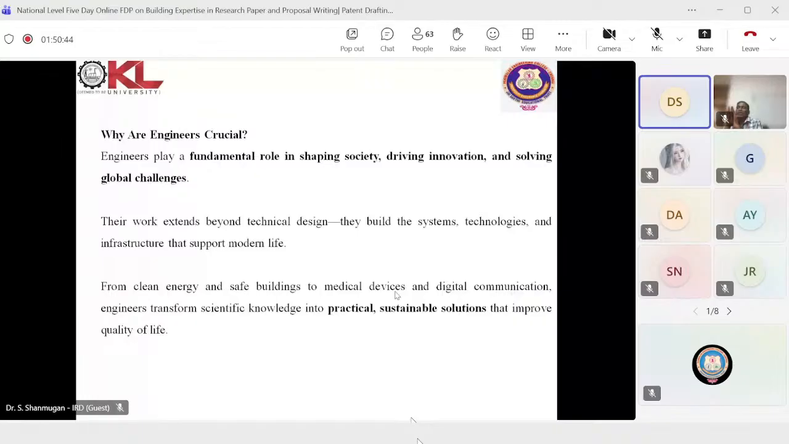You can tell it in software technologies. You can use experimental or practical methods to verify sustainable solutions and improve the quality of human lives. These are all engineering crucibles.